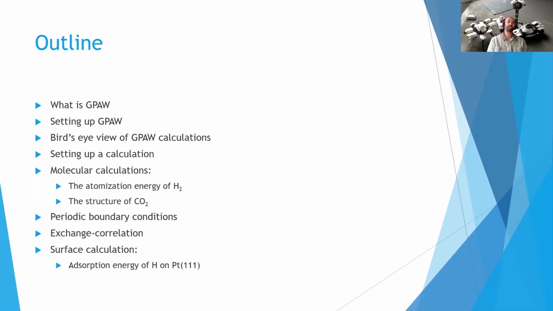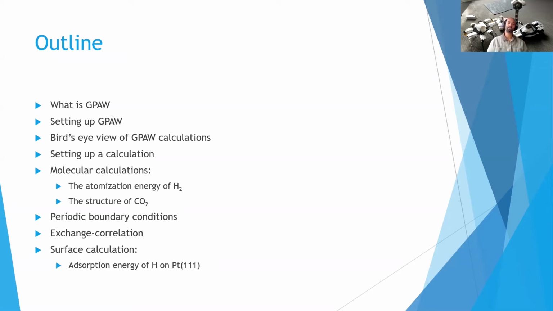And then for our basic GPAW DFT calculations, we'll be doing a few examples, 3 examples in this tutorial. First example is the atomization energy of H2. We will calculate that, and then the structure of CO2. These are all molecular systems. And then we will go into some detail about periodic boundary conditions for supercell systems. And then we'll have a little detour into the exchange correlation and what it means for people new to DFT, and how to handle it in GPAW.